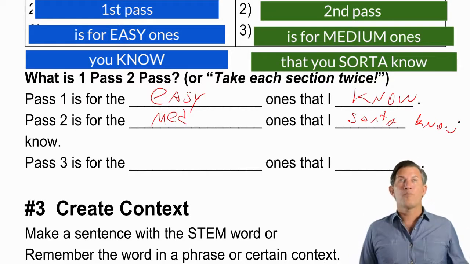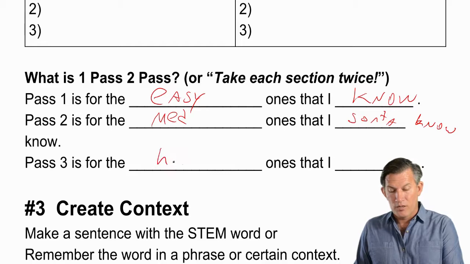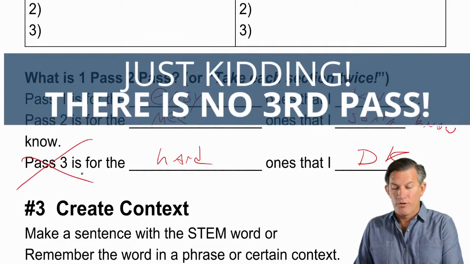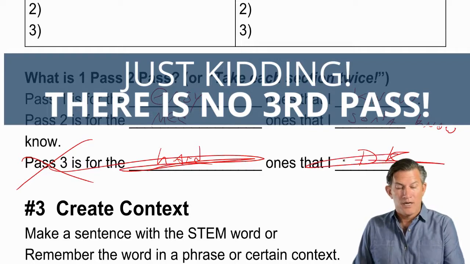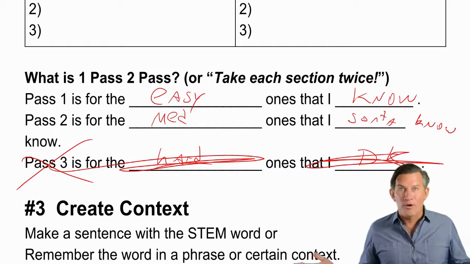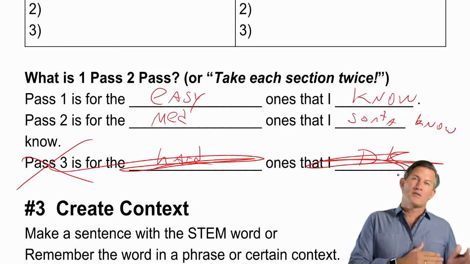Okay, this is called 1 pass, 2 pass. So what is the third pass for? It's for the hard ones that you don't know. Just joking, there's no third pass. You're not going to do the hard ones. You're not going to do the ones you don't know. Why? Because you don't know them. You can't just imagine what the word means if you have no idea what it means. So you have to be honest about what you know and honest about what you don't know.